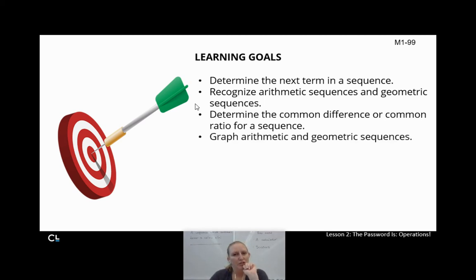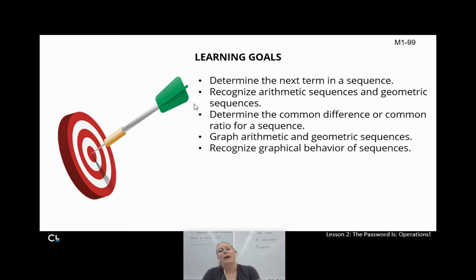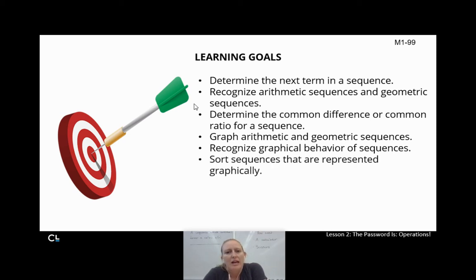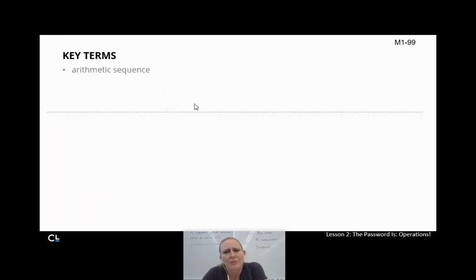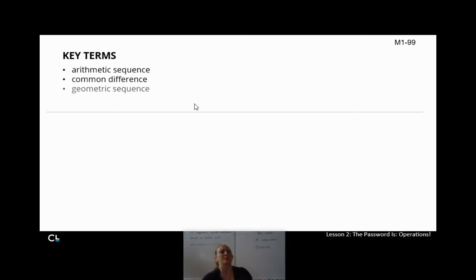Today we're going to push a little further though. Today we're going to start looking at what happens when we graph arithmetic and geometric sequences, because something does happen. And we're going to start recognizing the graphical behavior of our sequences, increasing, decreasing, all that good stuff. And we'll be sorting our sequences graphically as well. So it's awesome. We've already talked about these key terms: arithmetic sequence, common difference, geometric sequence, common ratio.